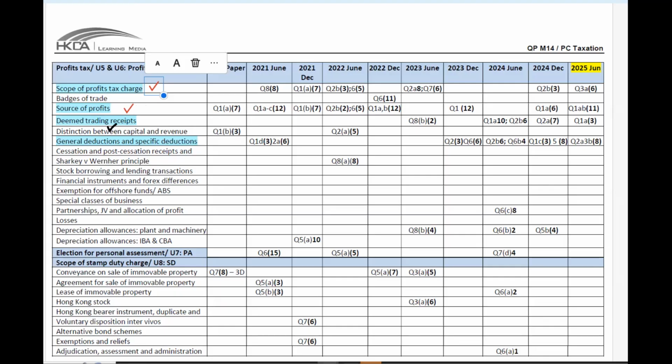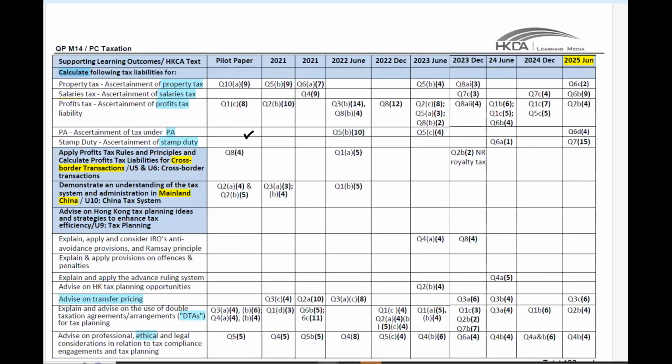Okay, then deemed trading receipt, IP income, is for royalty income received by a non-resident. So this one can be tested as well because IP is mentioned in your hot topic. Finally, this one, specific deductions may be tested because IP and R&D could be specific deductions. Can you see the point? Okay, so these 4 items are relevant to the hot topic for the current diet.